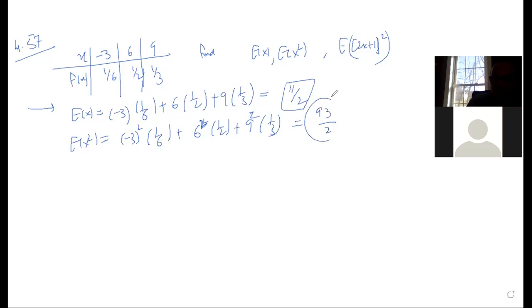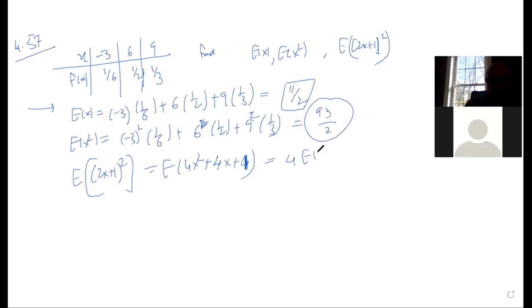So it is 93 divided by 2, please use your calculator. Find the expected value of (2x plus 1) squared the same way. That is equal to the expected value of 4x squared plus 4x plus 1, my bad, that is plus 1. So that is equal to 4 times the expected value of x squared plus 4 times the expected value of x plus the expected value of 1.